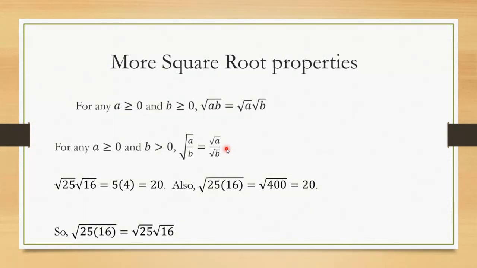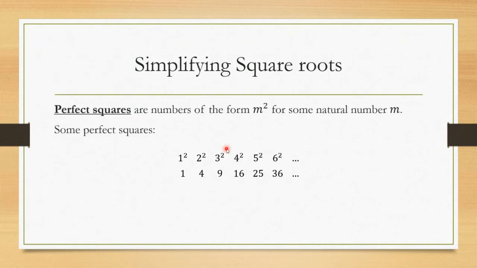Okay. Now we can get into the notion of simplifying square roots. And to really understand that, we need to understand the notion of perfect squares. Perfect squares are going to be numbers of this form, m squared, where m is a natural number. Remember, a natural number, by definition, is just a positive integer. So in other words, perfect squares are numbers of this form where m could be any positive integer.